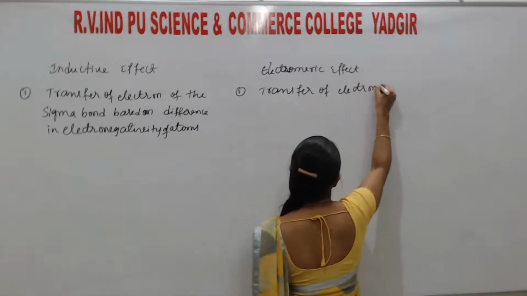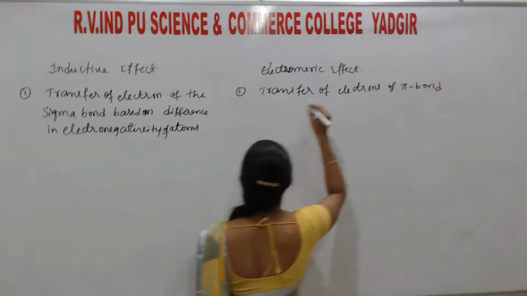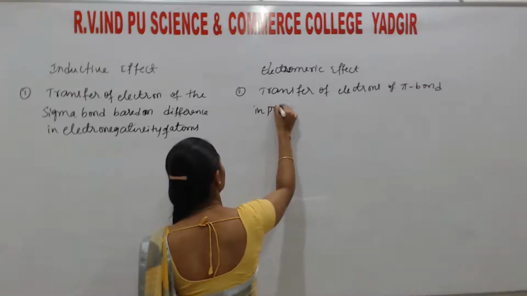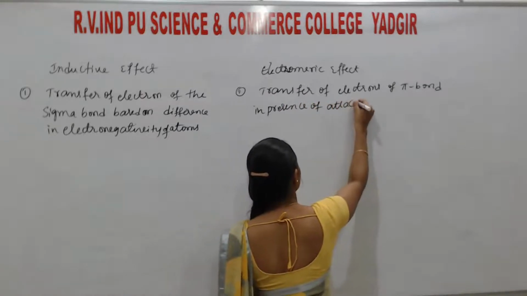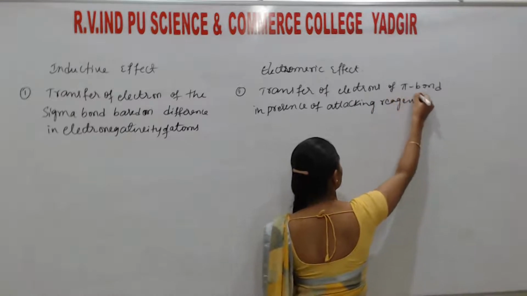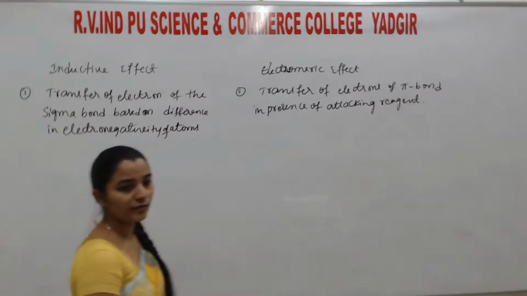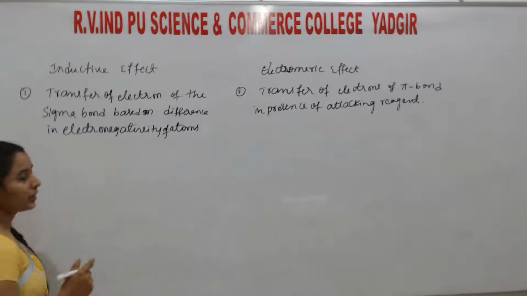Next, this one is the transfer of electrons of the pi bond in the presence of an attacking reagent, by the influence of an attacking reagent. That is the electromeric effect.